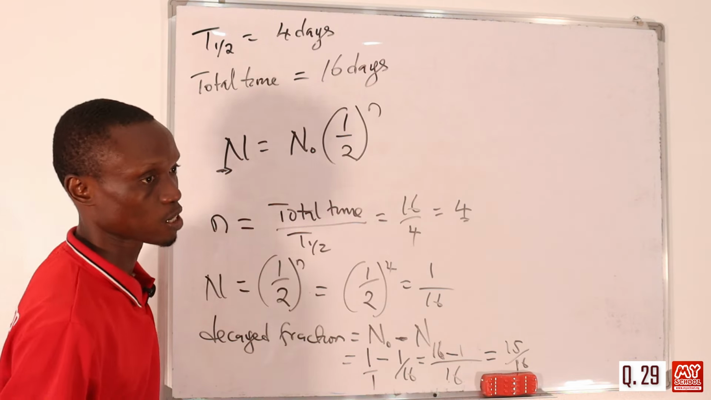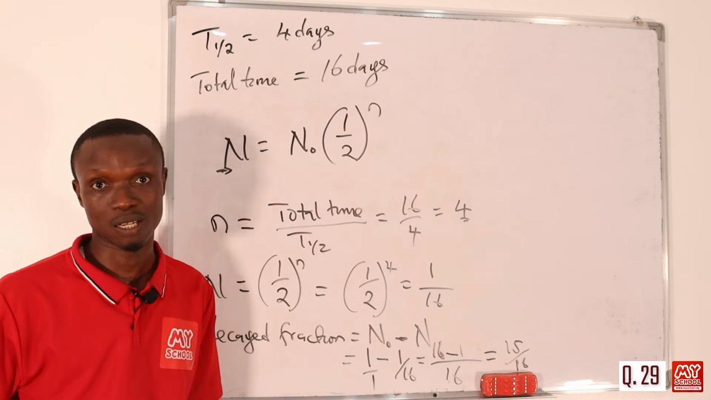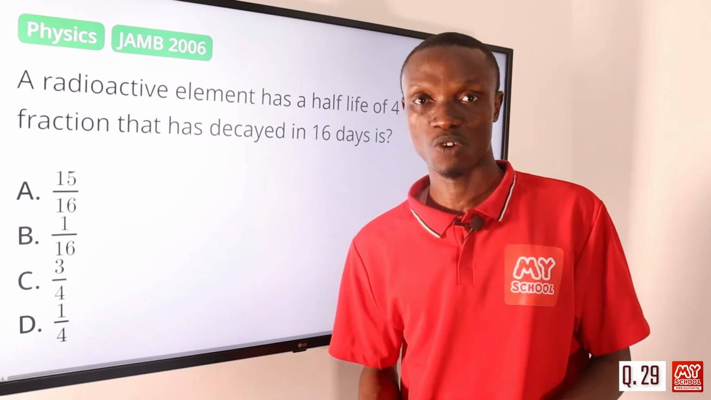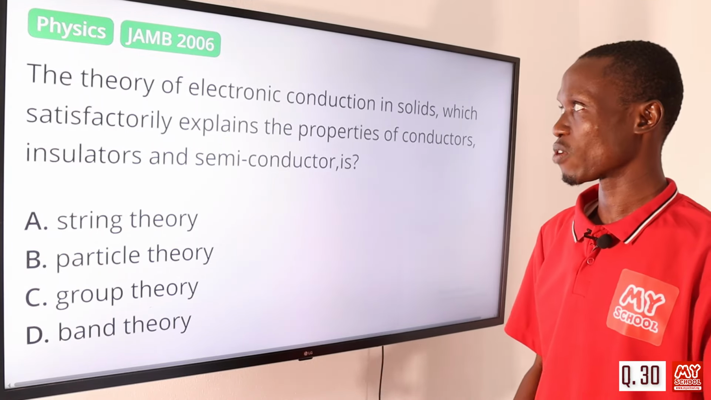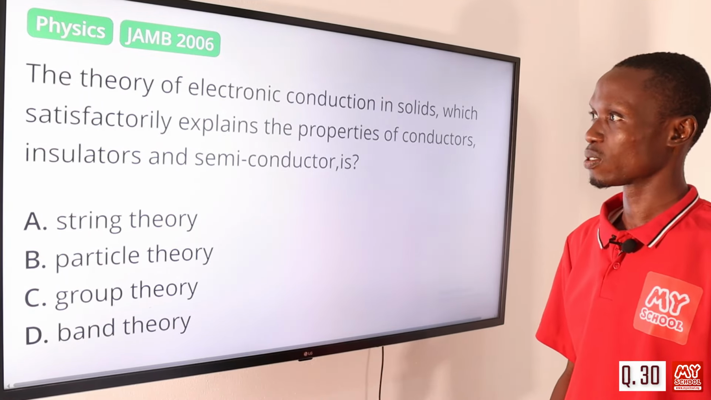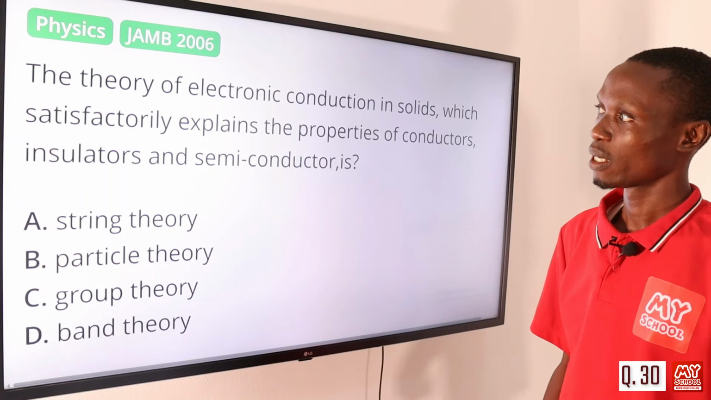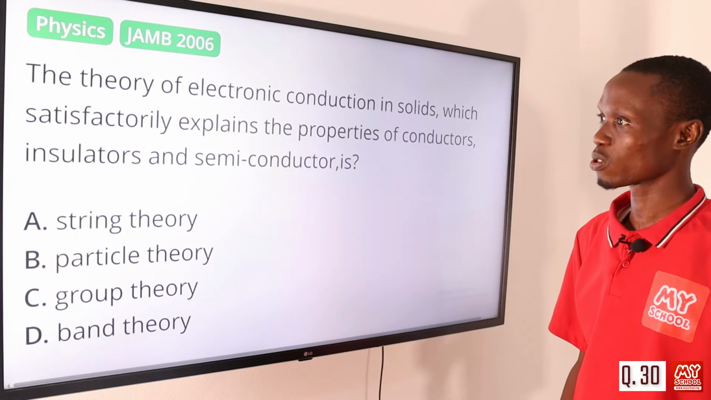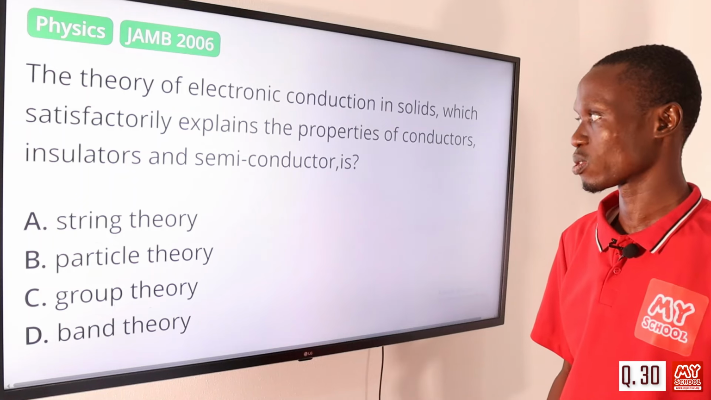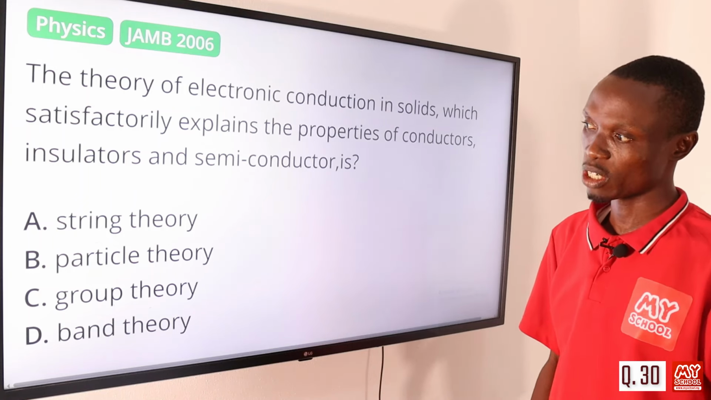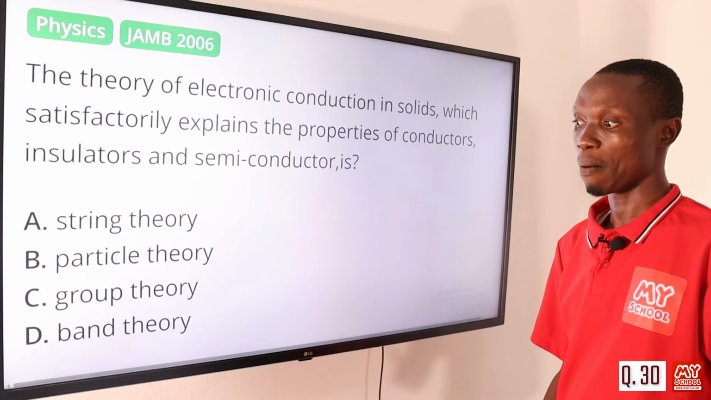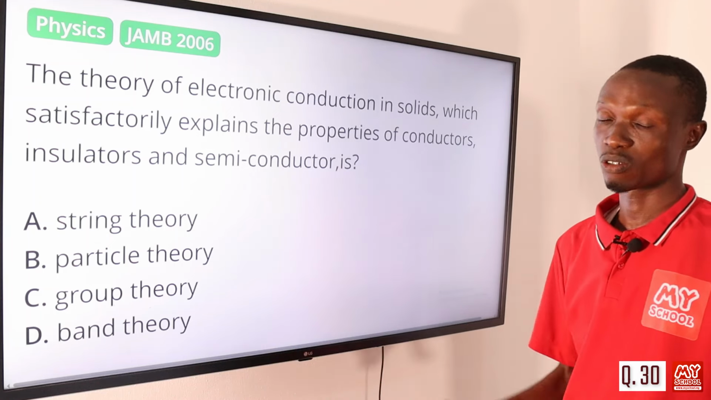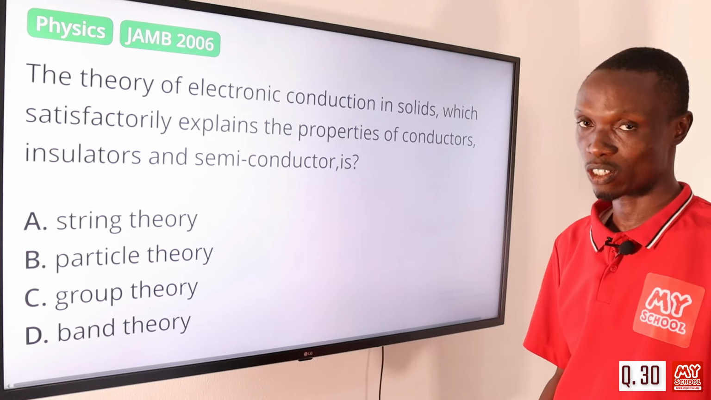So let's return back to the screen to pick the correct answer to this question, and that is option A, 15 over 16. Question 30. The theory of electronic conduction in solids, which satisfactorily explains the properties of conductors, insulators, and semiconductors is: A, string theory; B, particle theory; C, group theory; and D, band theory. So the answer to this question is option D, band theory.